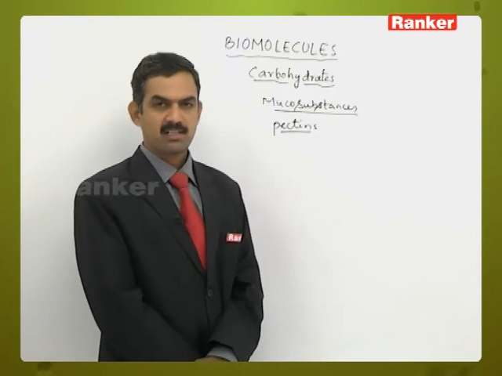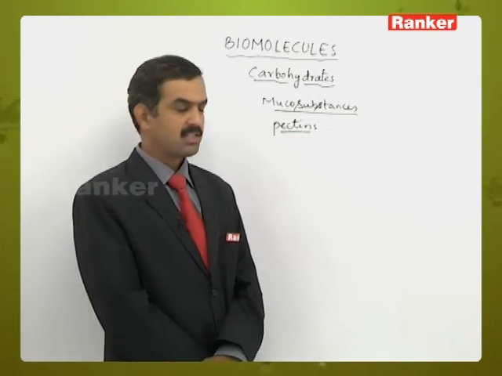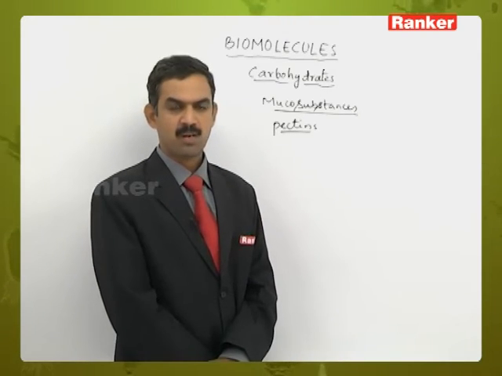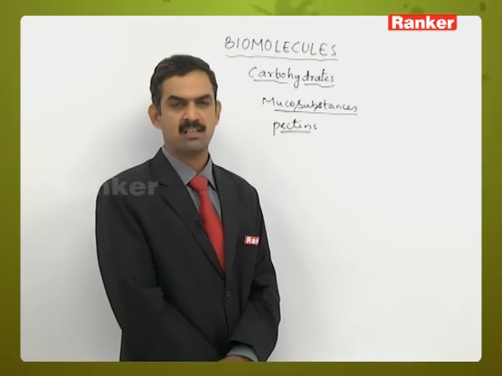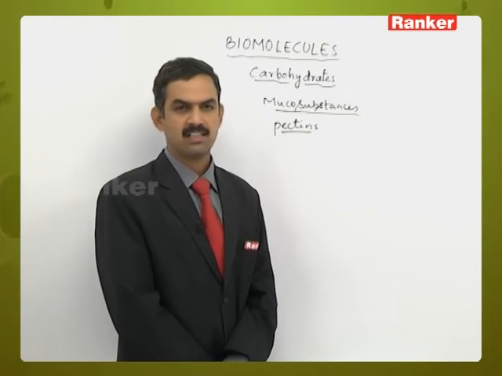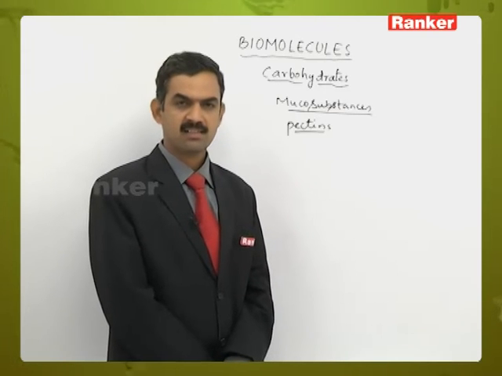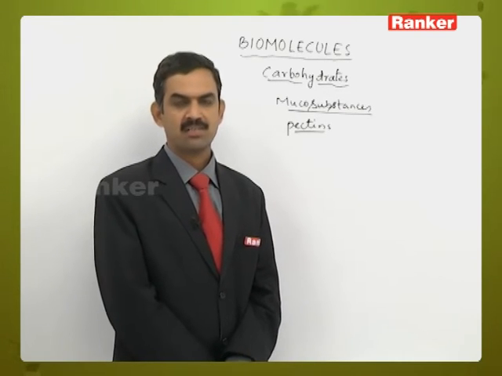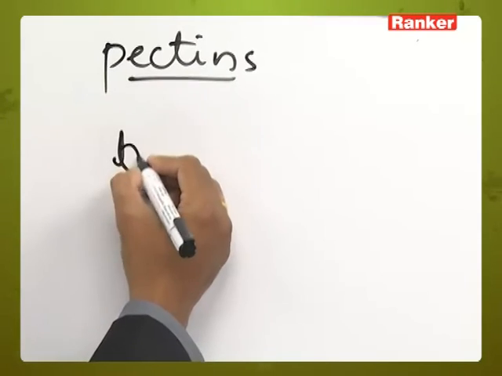Pectins. Pectins are substances which are part of the cell wall, considered to be made up of galactose, mannans and galacturonic acid. These are substances present in the cell wall and concerned with the binding of the structure in the cell wall organization.